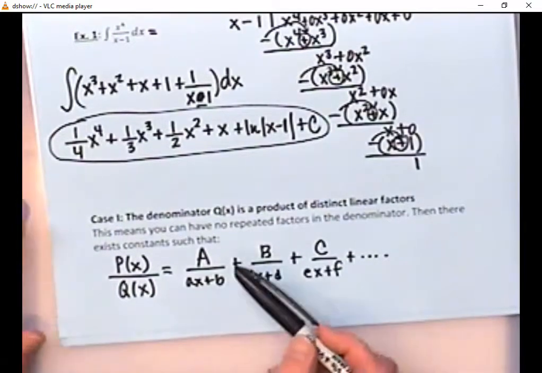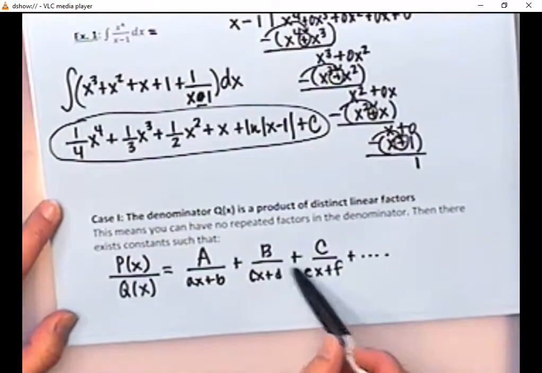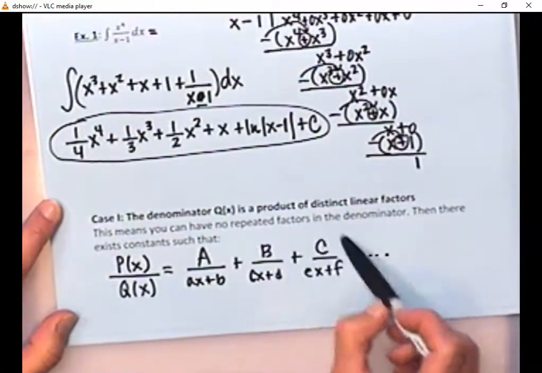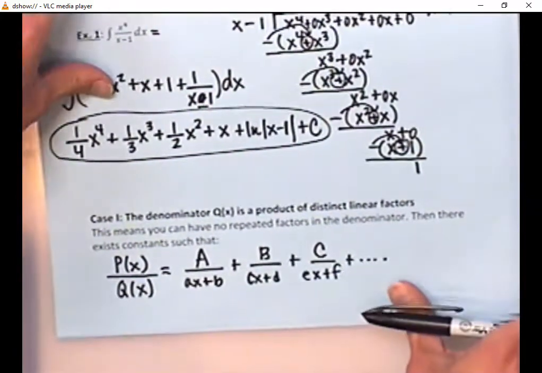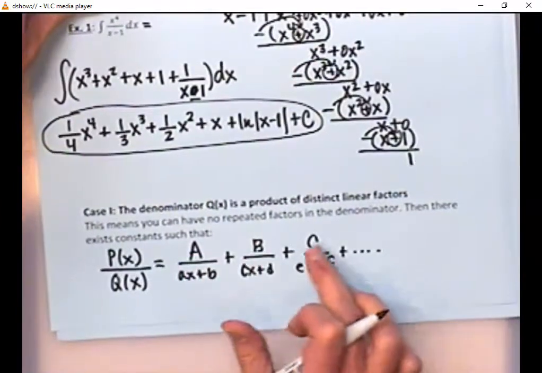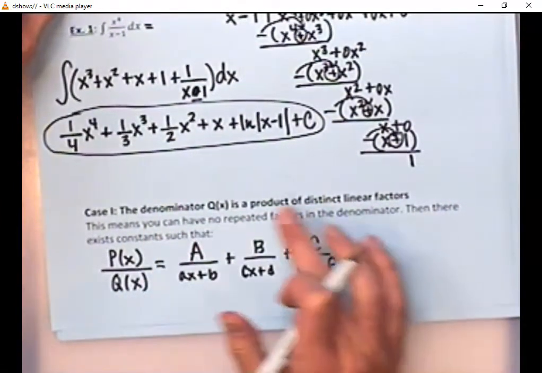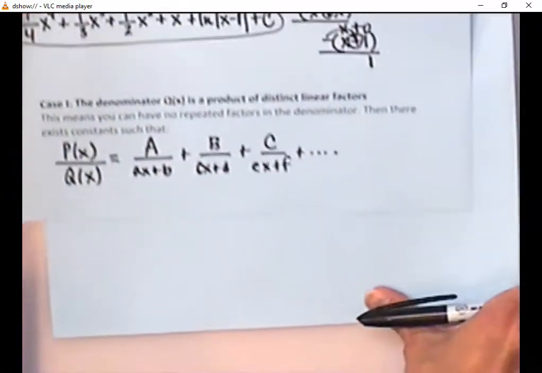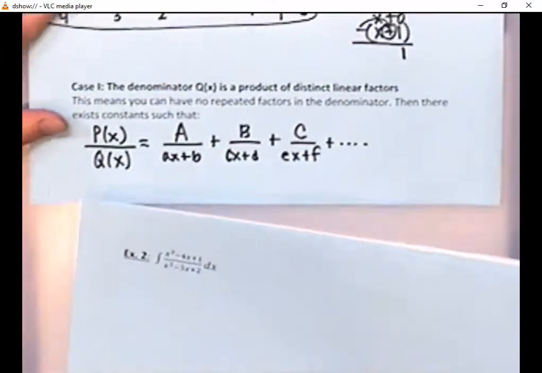Okay, so I need to go find them though. What are the constants? A, B, C, and so on. But all those linear factors will have their own constant in the numerator. And then my goal will be to find out what those are. Okay, so there will exist these constants A, B, C such that I can rewrite it in this form. So I'm going to show you what I mean by that in the next one here. So let's look at that one.